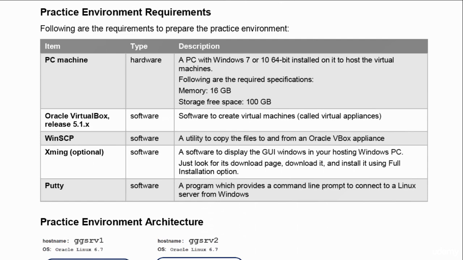You also need WinSCP software to copy the files from your hosting machine to the virtual machines that you create. Xming is an optional software that you can use to display the GUI windows on your hosting Windows PC. However, in my demo practices, I didn't use it actually. It's totally up to you to use it or not. PuTTY is a software that is used to provide a command line prompt to connect to a Linux software from Windows PC. Being an Oracle DBA, I am very sure you are familiar with this utility.